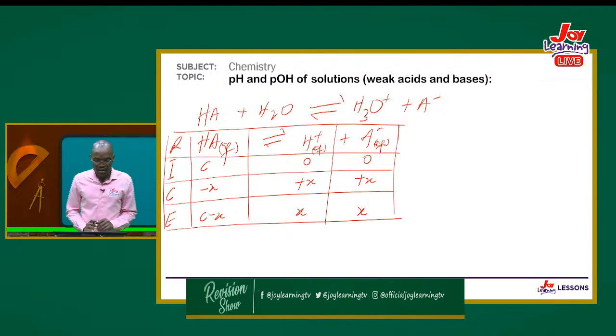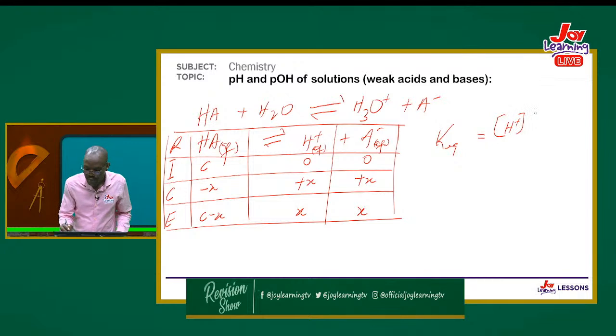So if you have this, then what should we do? Because it is an equilibrium system, it means that we can write the equilibrium constant for the reaction. So I can have K, that's equilibrium constant for concentration, or I can just write K equilibrium, equal to the product of the concentrations of the products divided by the concentration of the reactant. So I'm going to have concentration of H plus times that of A minus, all over concentration of HA.